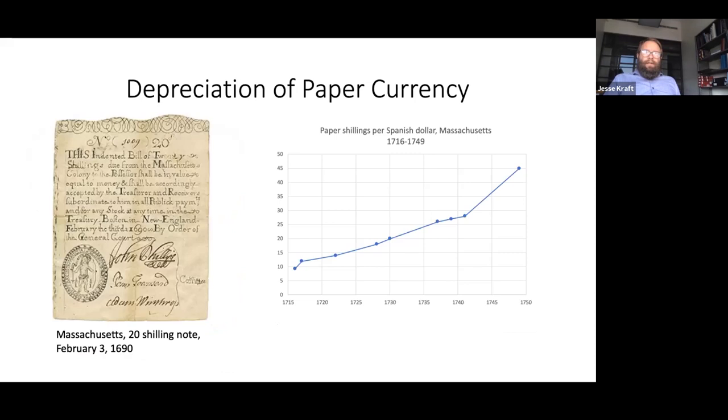In 1690, the colony of Massachusetts first instituted paper currency in the colonies, and this began to depreciate compared to Spanish dollars, as you can see in the chart on the right. Around 1715, they traded hands at 9 shillings per Spanish American dollar, and by 1750, there were more than 45 shillings per Spanish American dollar in Massachusetts.